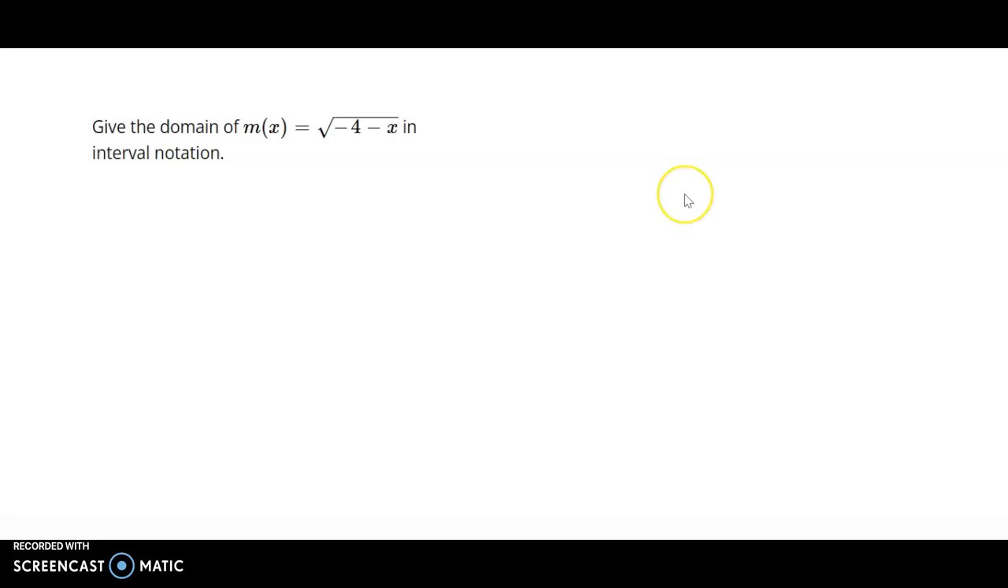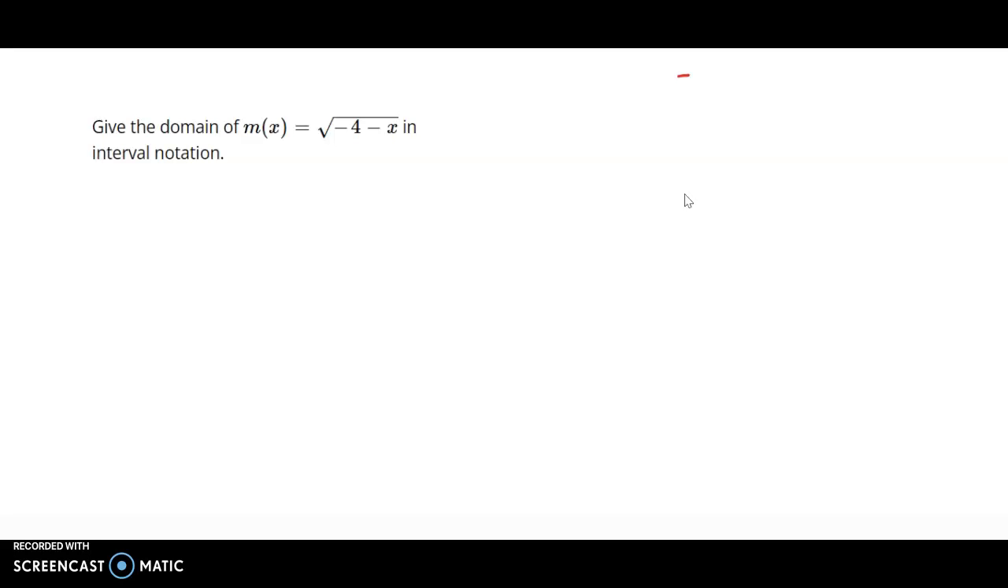We need to give the domain of this function, m of x equals the square root of negative 4 minus x, in interval notation. So when I think of domain, I think of all the x values that are going to work with this function. Another way to think of it is what isn't going to work.